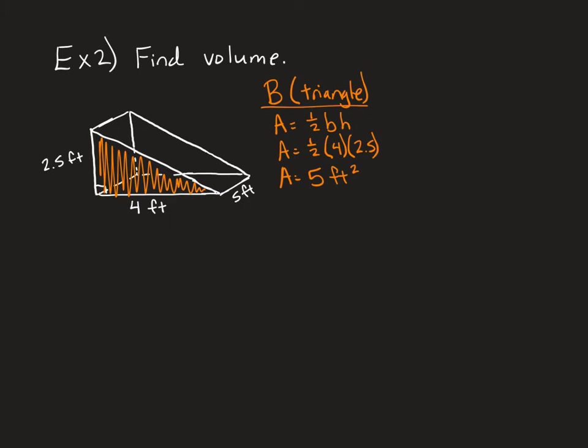And then I'm just going to plug that into my formula for volume, which is volume equal base area times height. So my base area we found was 5. And then the height would be the distance between these two triangles here, which is 5 feet. So the volume is 5 times 5, which is 25 cubic feet.